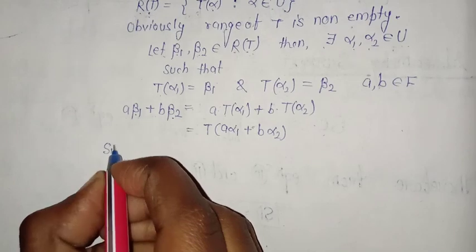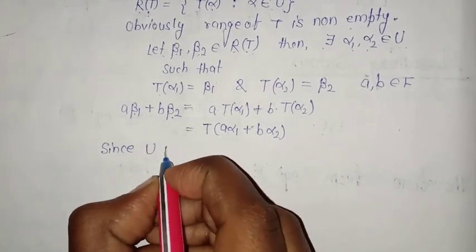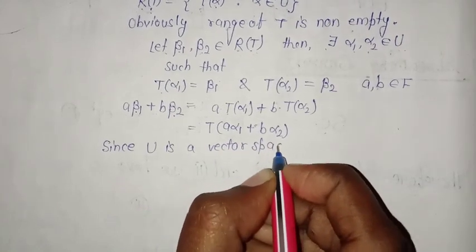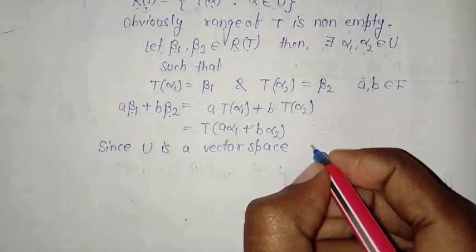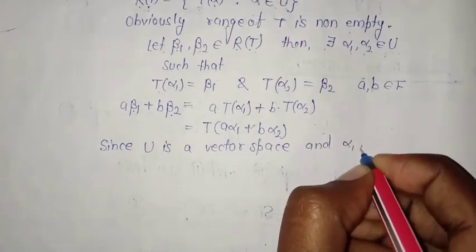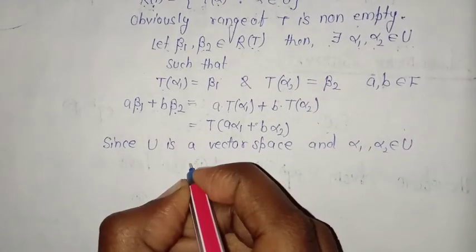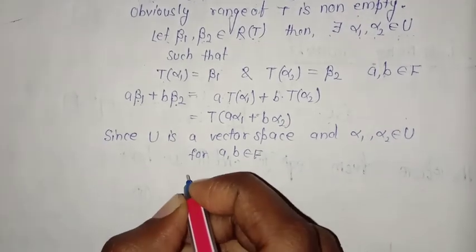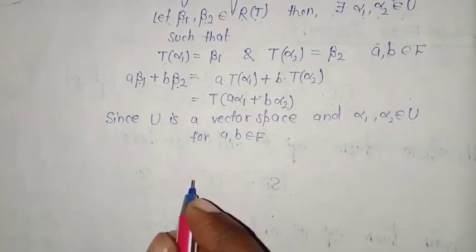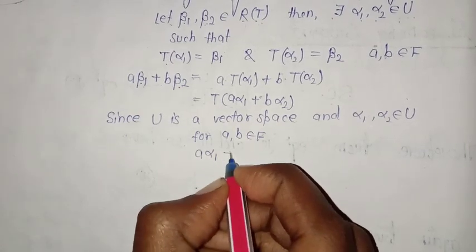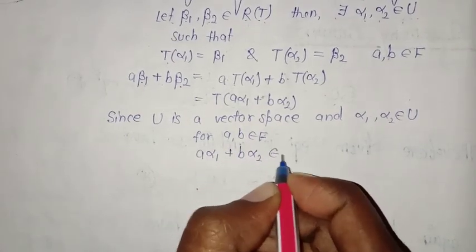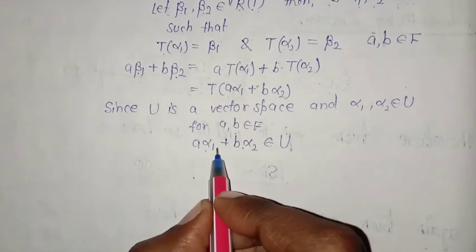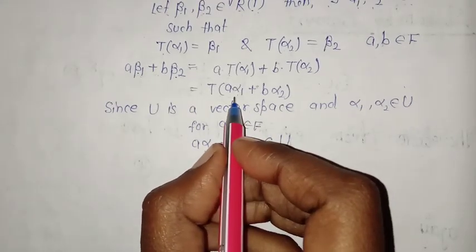Now, since U is a vector space, and alpha 1, alpha 2 belong to U, and for A, B belonging to F, the linear combination of these vectors also belongs to U, that is A alpha 1 plus B alpha 2 also belongs to U. So the image of this element under the transformation T must belong to the range of T.